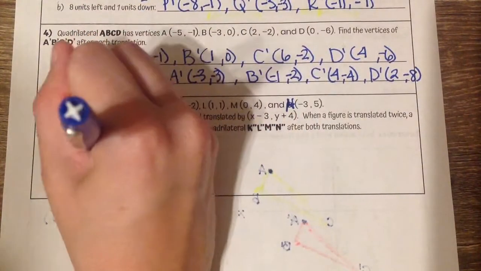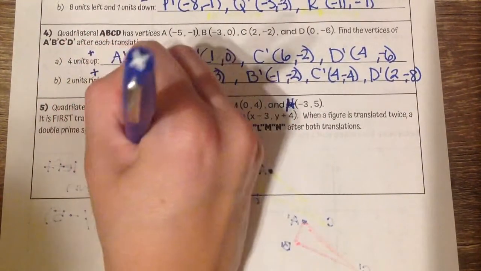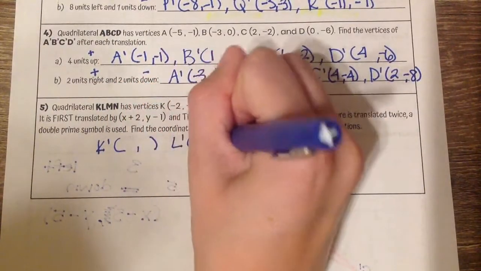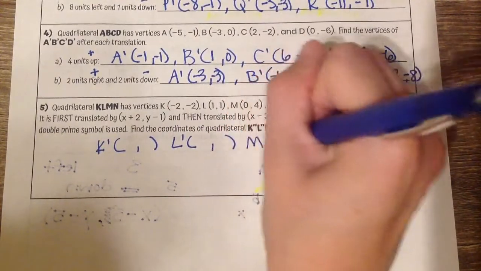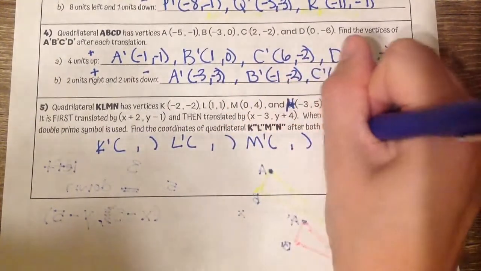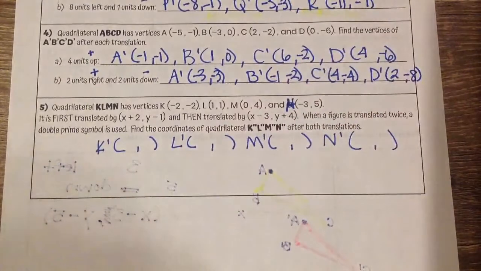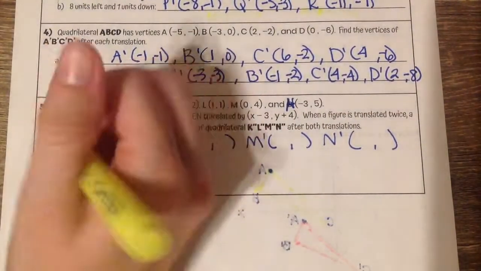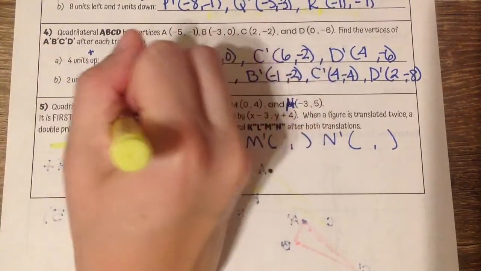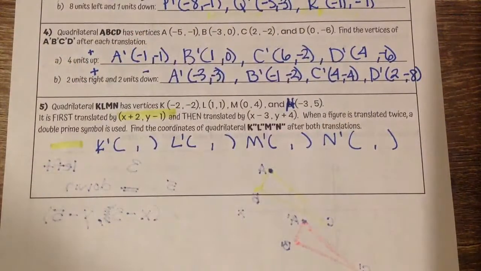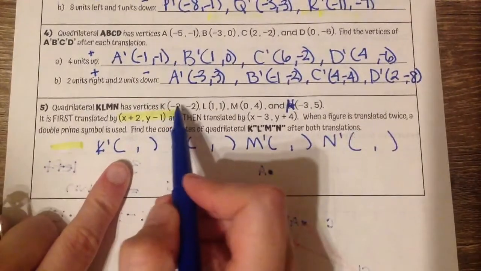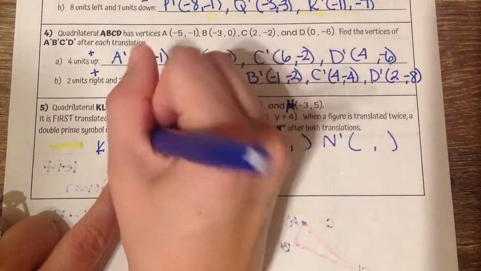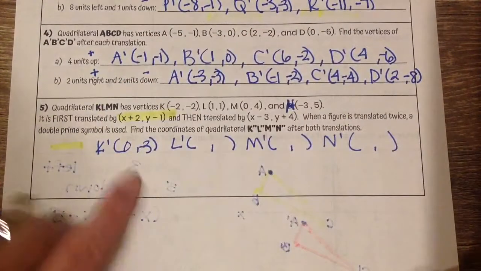Let's first do it by finding the prime coordinates. So K prime, L prime, M prime, N prime. So first we are just doing, I'm going to just highlight this here, x plus 2, y minus 1. So negative 2 plus 2 is 0. Negative 2 minus 1 is negative 3.